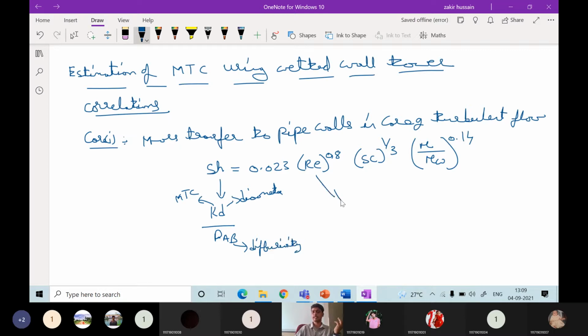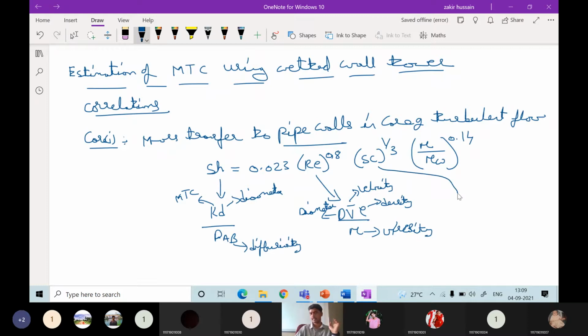Then NRE. Since this is a circular pipe, we can write that Re = D V bar rho by mu, where D is the diameter of your tube, V bar is the velocity, rho is the density of the fluid, and mu is the viscosity of the fluid.